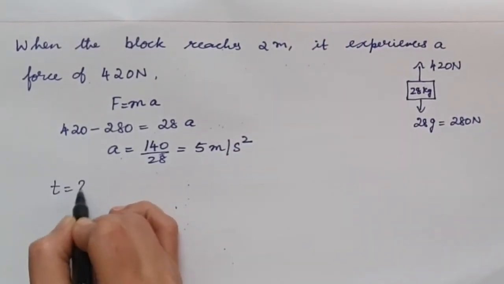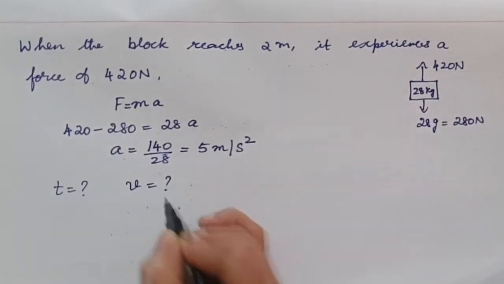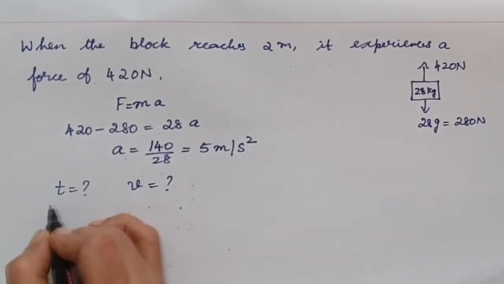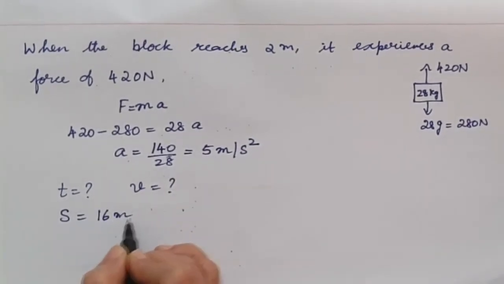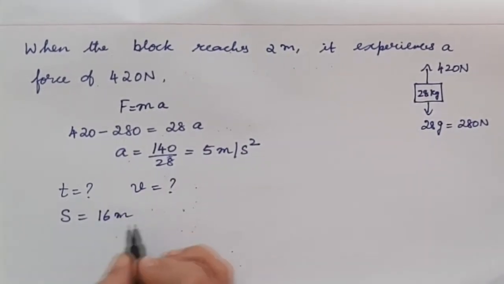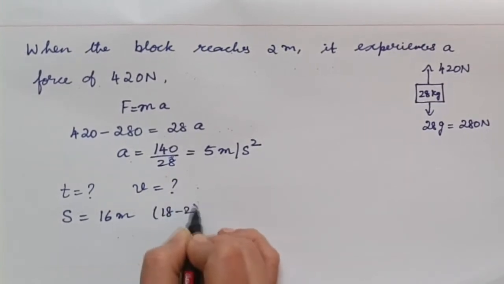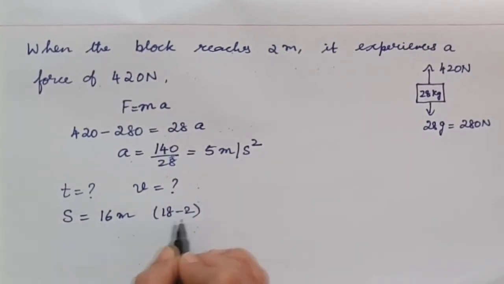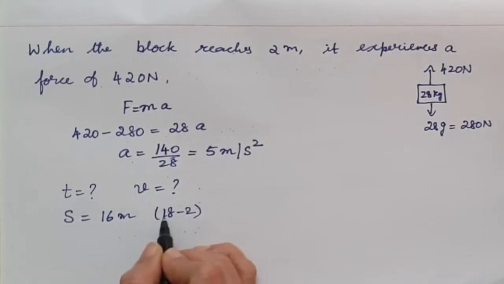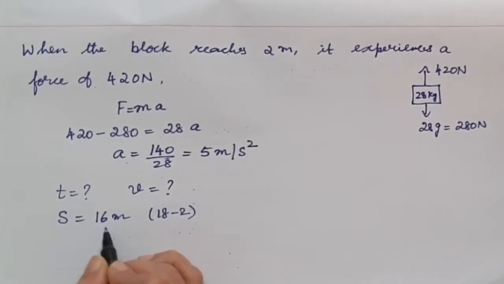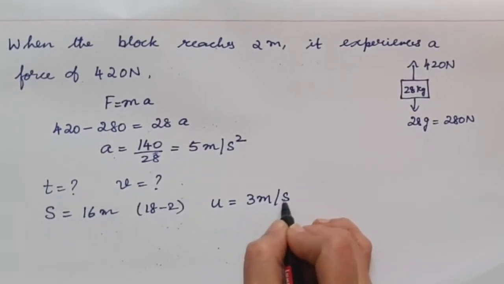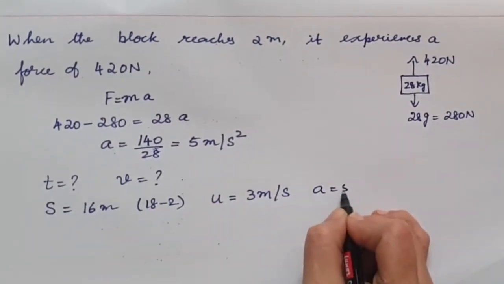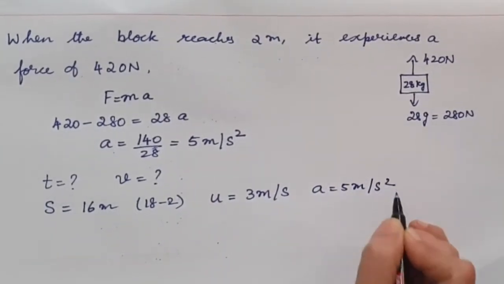Again, to find our time for this part, we'll first find our final velocity v. Now s is only 16 meters because we have reduced. Total s is 18, and the first part is 2, so we are subtracting 18 minus 2. So we get only 16 meters. And u equal to 3 meter per second, and a we have calculated as 5 meter per second square.